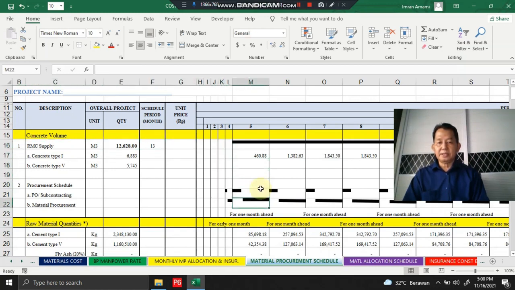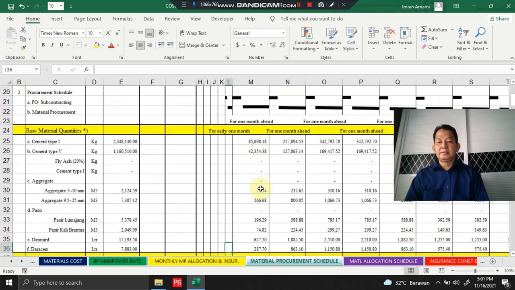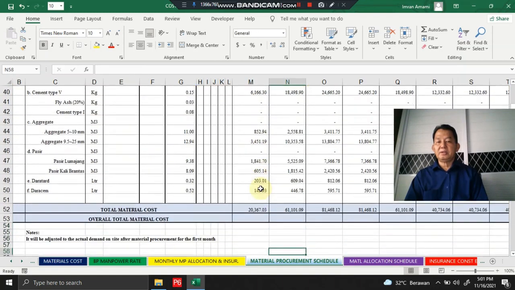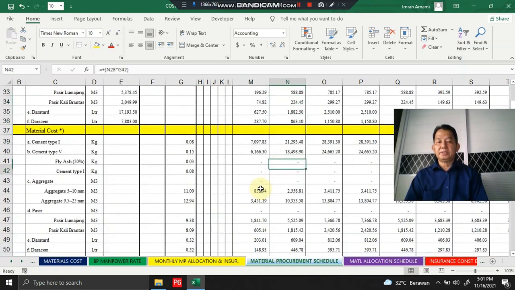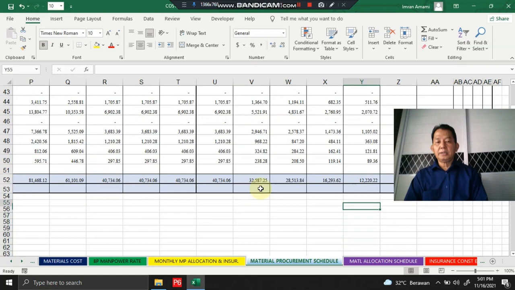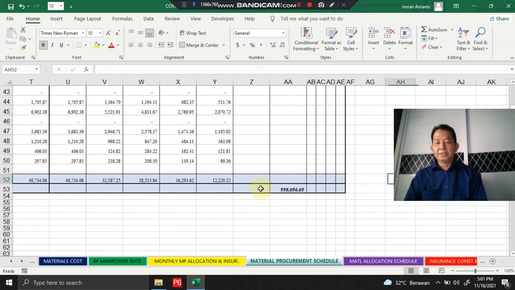Then this is a VO or subcontracting. This is the material procurement, composed 1 month ahead or 1 month earlier. Yes, this is the concrete raw material quantities here, and this is the material cost. And we found the total material cost.